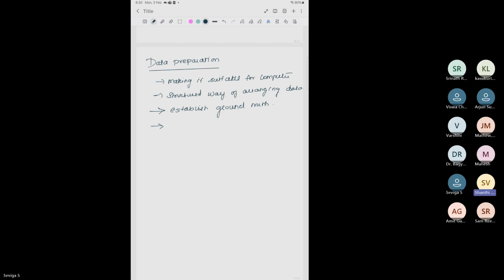I think you need to clean and validate the data. To clean and validate the data. Then deal with missing values. Dealing with missing values.